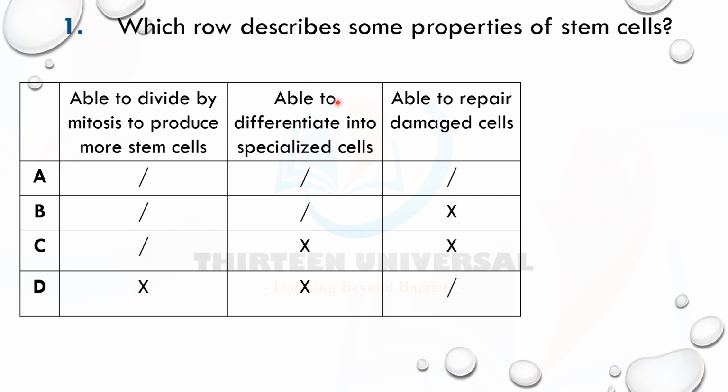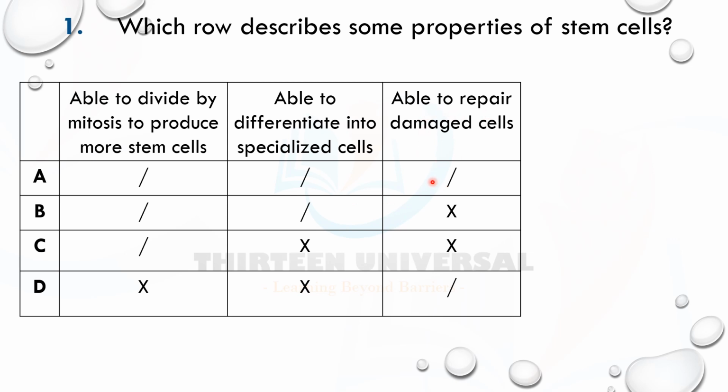Let's go to the next one. Able to differentiate into specialized cells. Yes, so C is eliminated. We have A and B. So stem cells can differentiate to form different types of cells. They are undifferentiated.